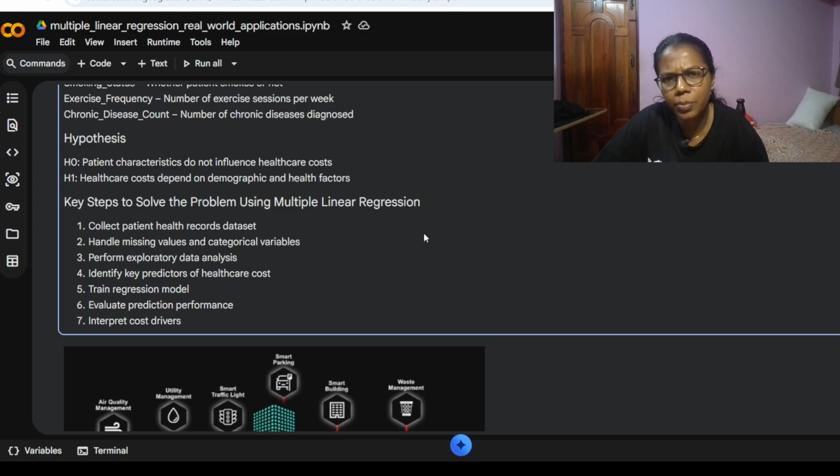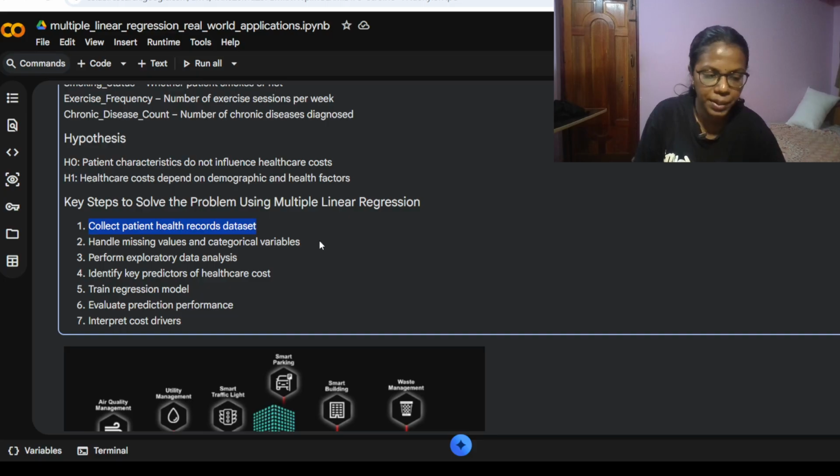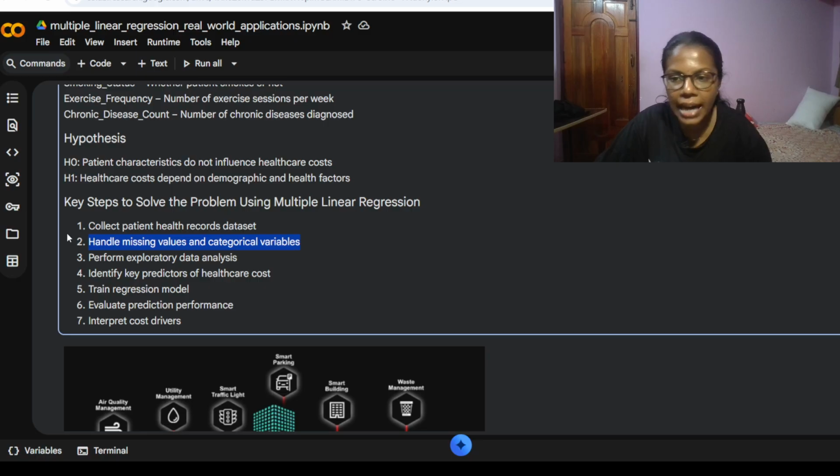So for solving this kind of problem, what are all the steps you'll use? The first step is collecting a patient health records data set. Their health records data set could be collected from various resources, even from the patients, even from the hospitals with their permission. The second step is handling missing values and categorical variables. The third step is performing EDA, exploratory data analysis, creating charts and graphs to understand their health.